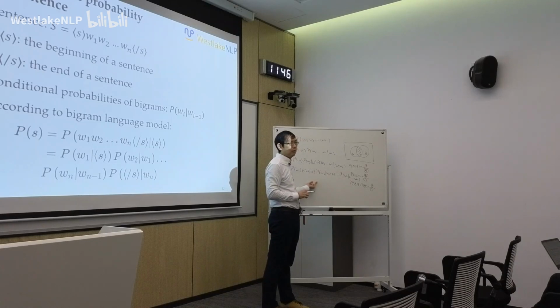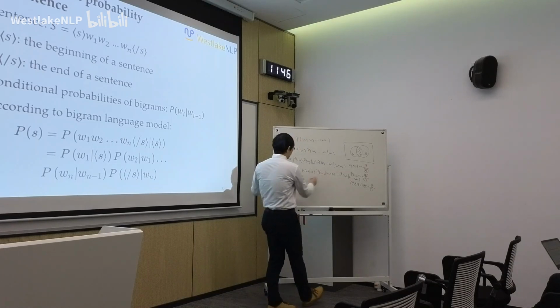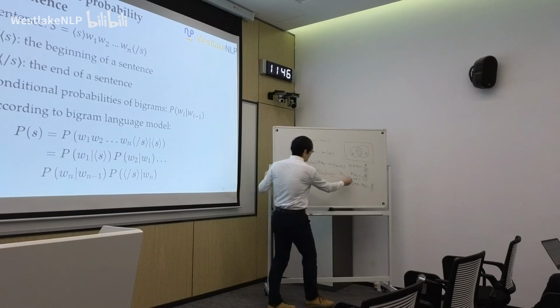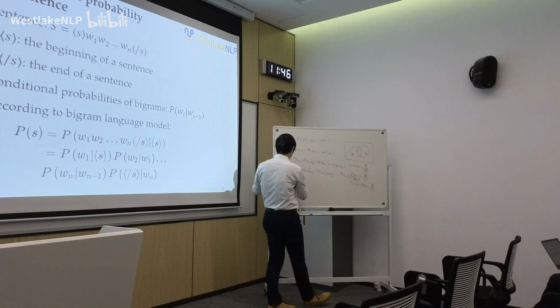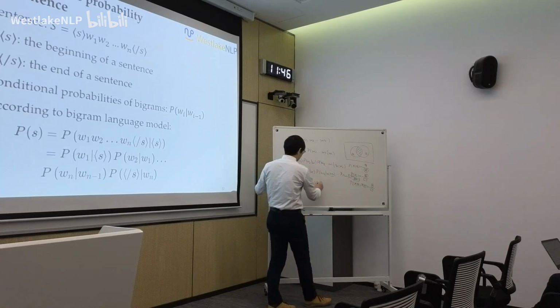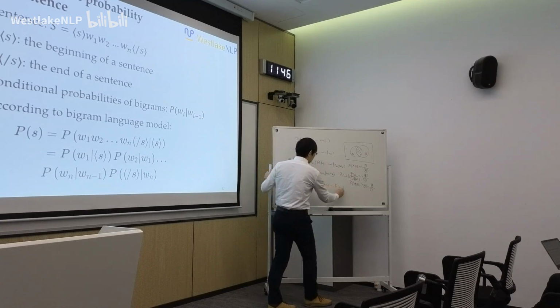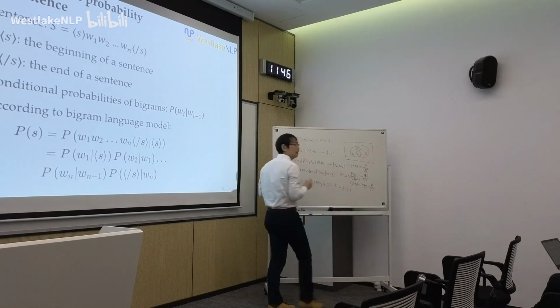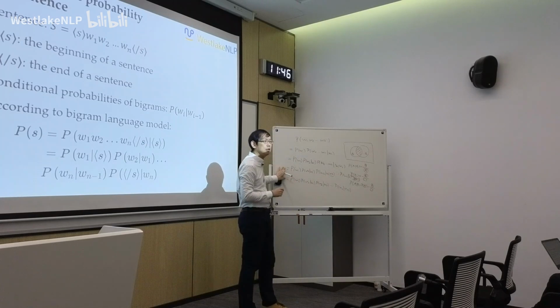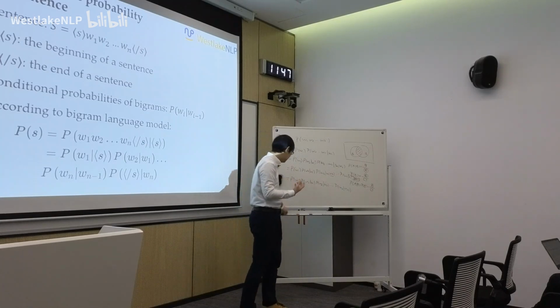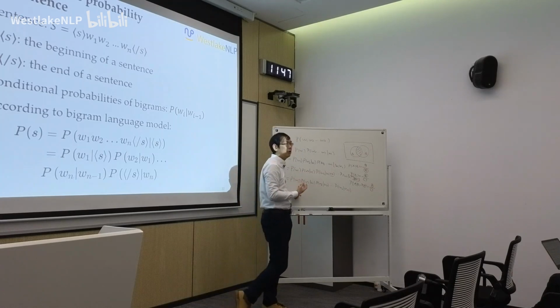But now if we remove something except for the last word, we end up with a bigram language model: P(W2 given W1), P(W3 given W2), until P(Wn given Wn minus 1). This step is called the conditional independence assumption. This is an approximation. This is not exact, but this helps you to parameterize your model.